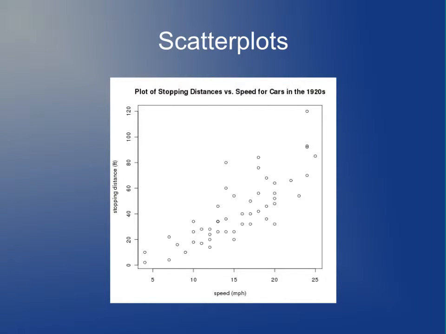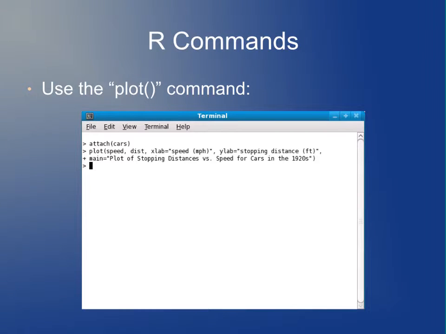The idea is to try to predict how long a car travels between when you hit the brakes and when it comes to a complete stop based on its speed at the time you hit the brakes. And you would hypothesize that the faster the car is going, the longer it's going to take to stop. And if you look at this scatter plot, it looks like the appearance of the data is consistent with that hypothesis. The command in R to do this type of scatter plot is called plot.